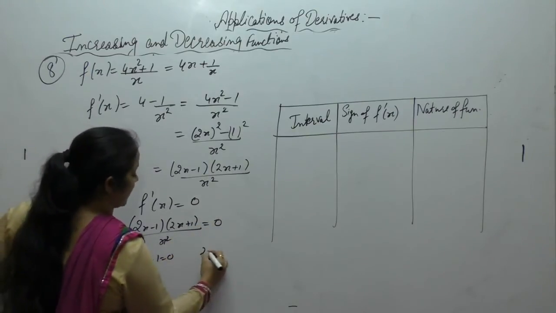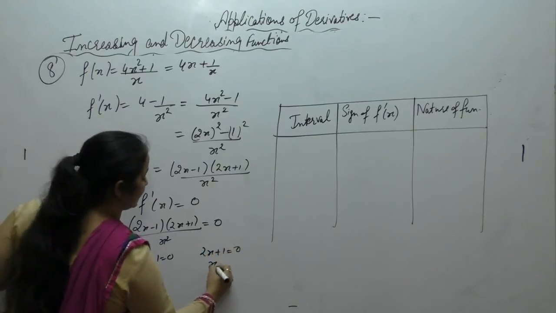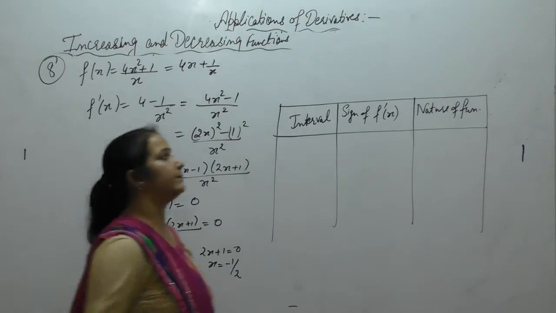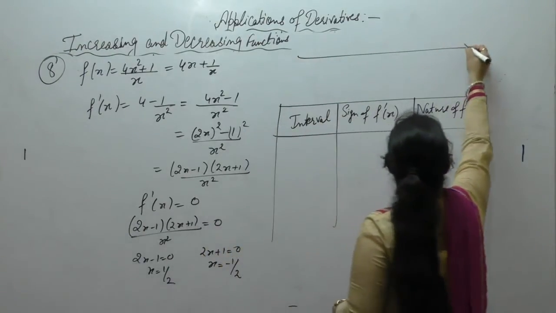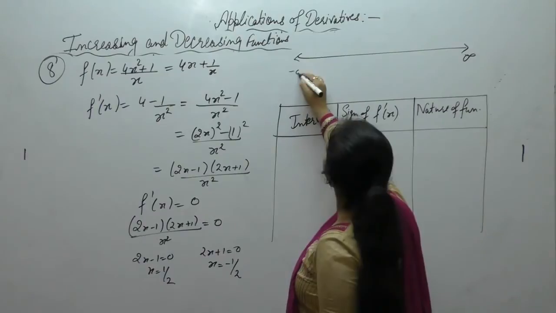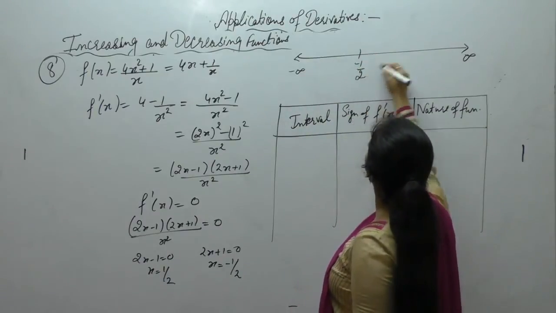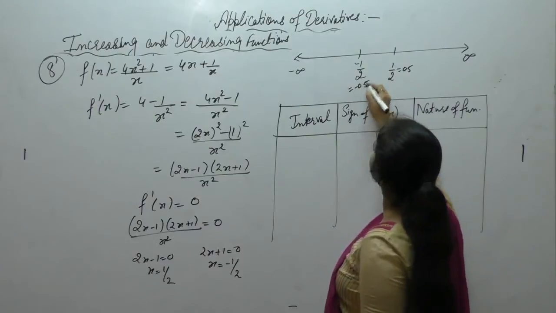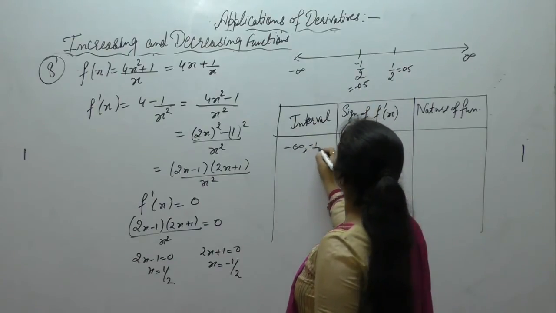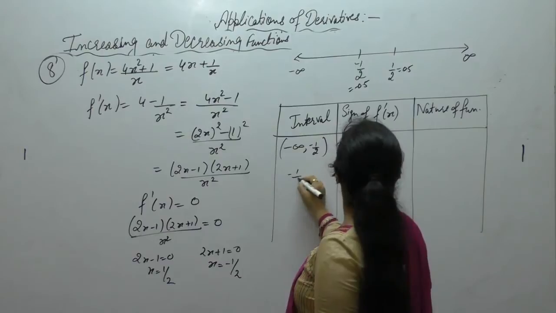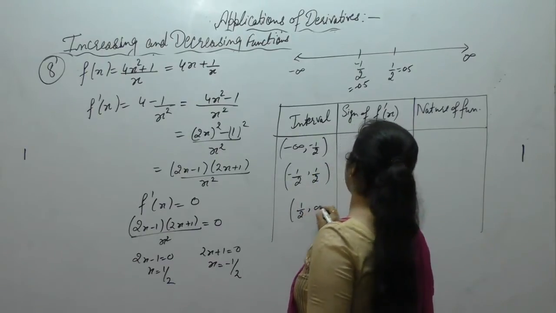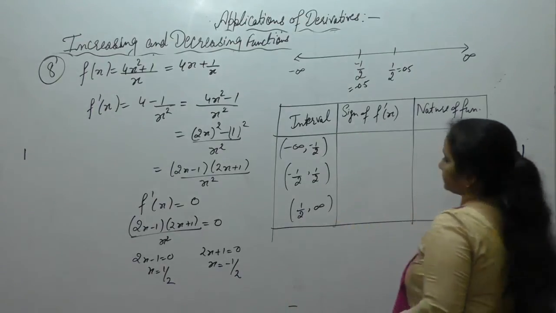2x minus 1 is equals to 0. So we get x as minus 1 by 2 and plus 1 by 2. Minus infinity to infinity, minus 1 by 2 and 1 by 2. 1 by 2 means 0.5. Check the value for minus infinity to minus 1 by 2, minus 1 by 2 to 1 by 2 and 1 by 2 to infinity.